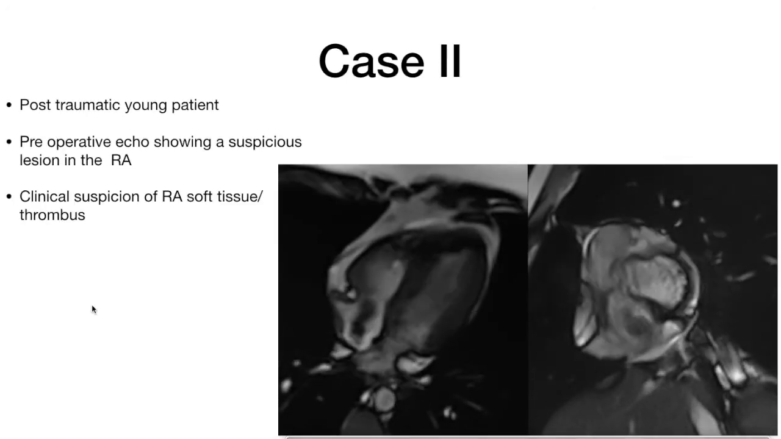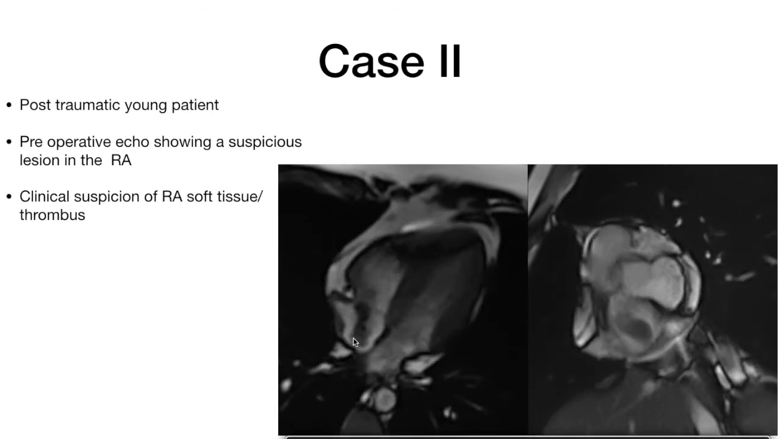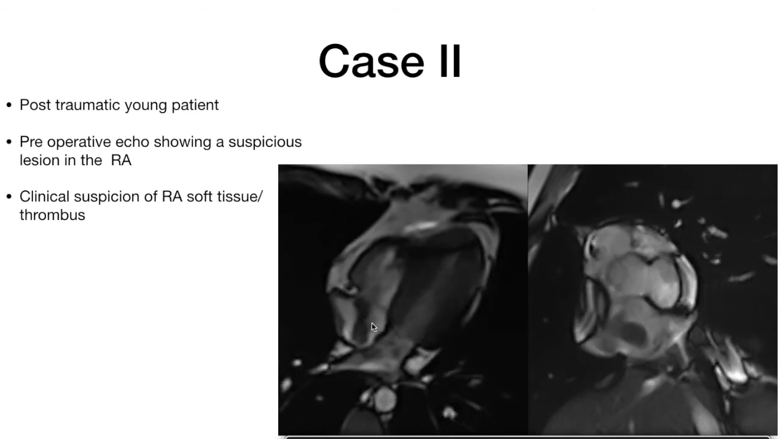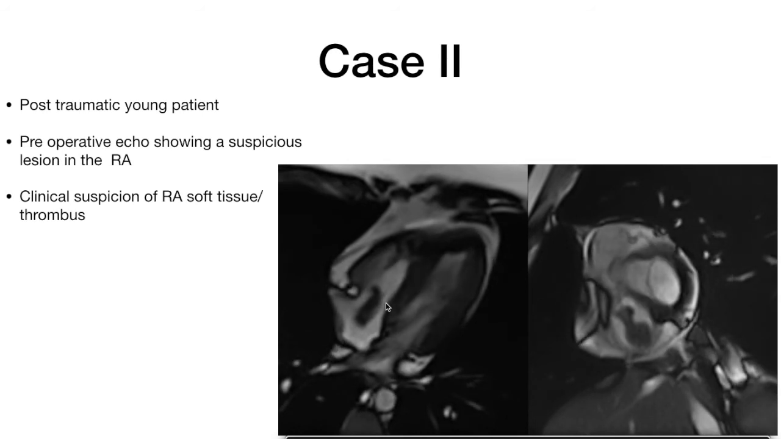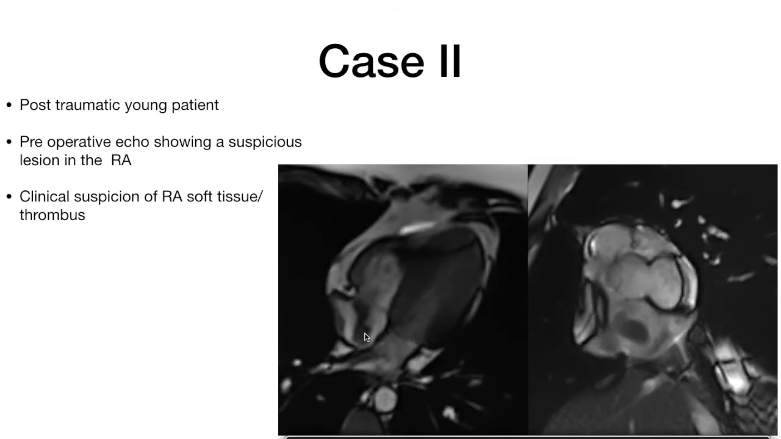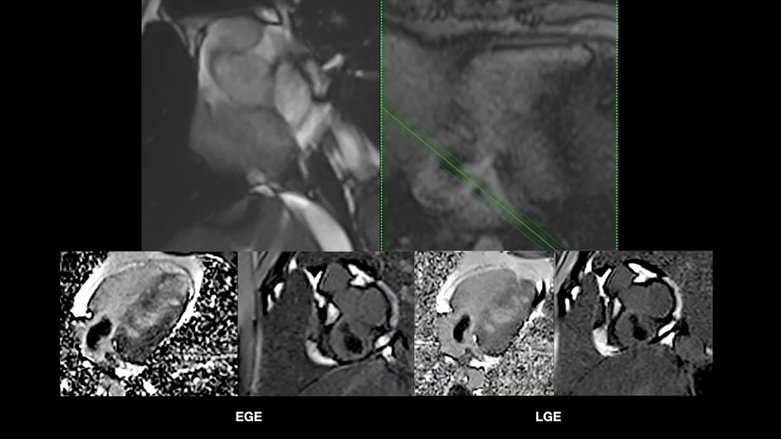So coming to our case 2, which is a post-traumatic young patient, preoperative echo evaluation shows suspicious lesion in RA with a clinical suspicion of thrombus first and then definitely soft tissue lesion in RA. What we see is a large lobulated hypointense intraluminal mobile lesion in the right atrium without any obvious attachment with the adjacent walls, and is extending in the right ventricle through the tricuspid valve during atrial systole and coming back again. So the point of contention here is whether this is a thrombus or this is a tumor.